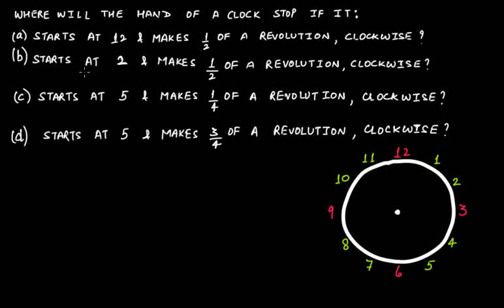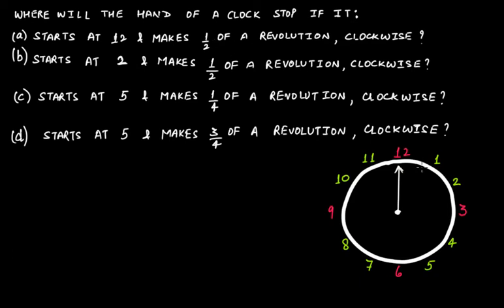So here we have a question: where will the hand of a clock stop if it starts at 12 and makes half of a revolution clockwise? Clockwise means in this direction, and it's saying that your hour hand, or any hand of the clock, is here at 12, and it makes half of a revolution.